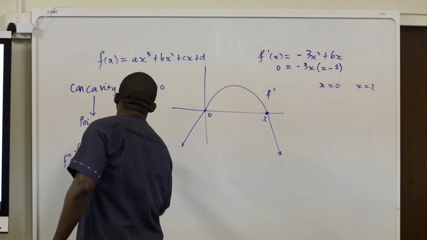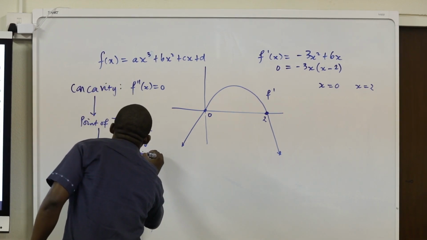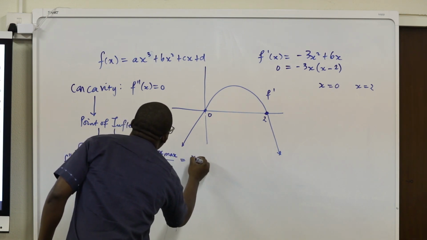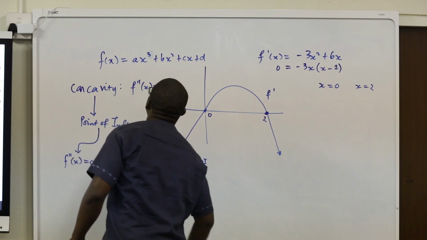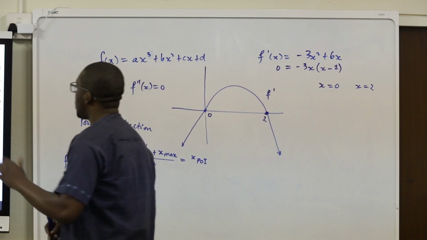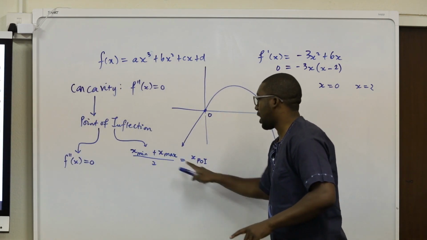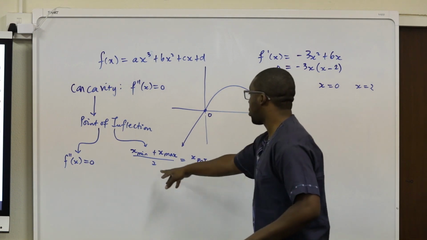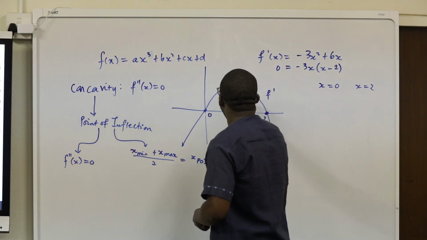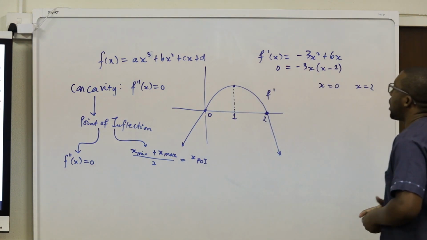Or, here they wanted the x value. You can take the x at the minimum, add it to the x at the maximum, and divide by two. This is equal to the x at the POI, point of inflection. Why? Because the point of inflection is also the midpoint between the maximum and the minimum. Using that concept, we're just going to add those two and divide by 2, and we're going to get a corresponding 1. So the point of inflection has an x coordinate that corresponds to 1.